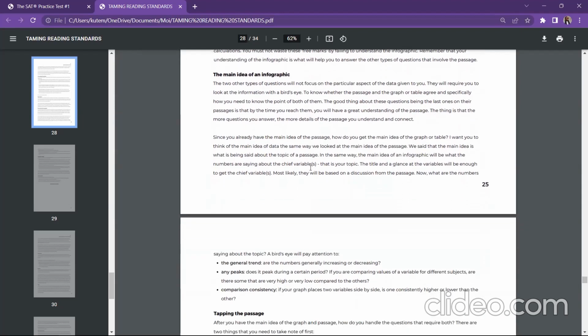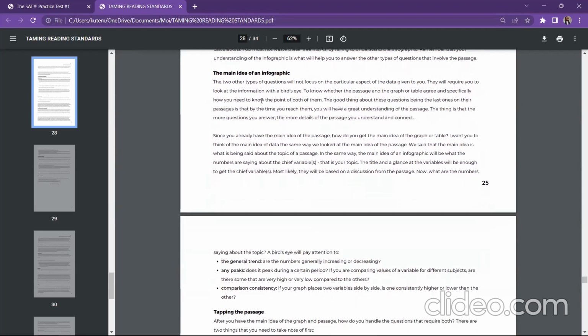Okay, so now go to the main idea, which I mentioned, of the infographic. And like I said, this is you not looking at the numbers, but seeing what this graph is showing me in general, from a bird's eye view. Like I said, it will not focus on any particular aspect, but you really have to just see what's the main thing that this graph is telling me.